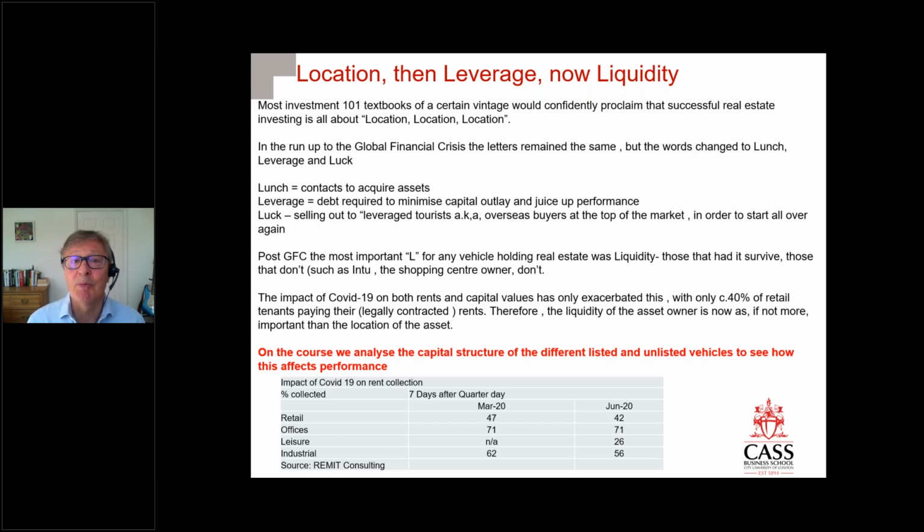The third L, in investment management terms, we sometimes call alpha, but some people might call it luck or market timing, and that is effectively being able to buy at the bottom and sell at the top. The key to real estate in terms of cycles is always selling out at the top and then reinvesting at the bottom, because it is a cyclical business. The aim is normally to sell out to what's known as the leveraged tourists, who are overseas buyers coming in right at the top of the market, who typically buy from local investors, and then quite often, not always obviously, the cycle starts all over again. So that's how location has changed to lunch, leverage and luck pre-GFC.